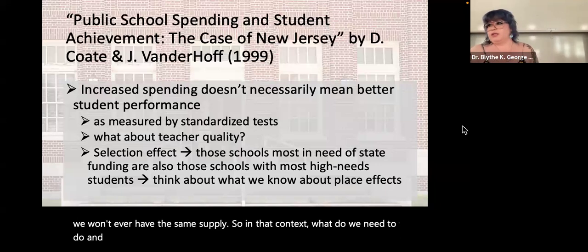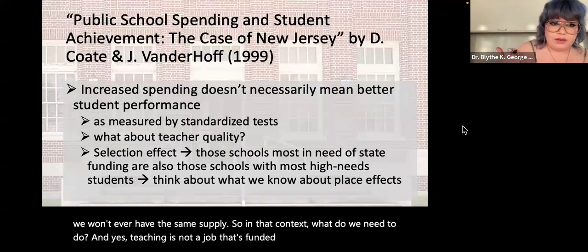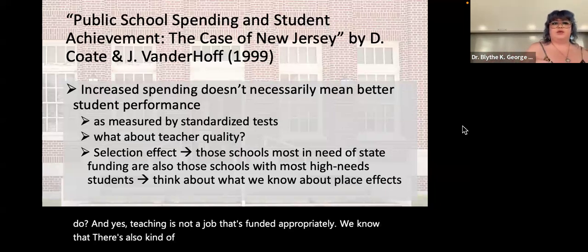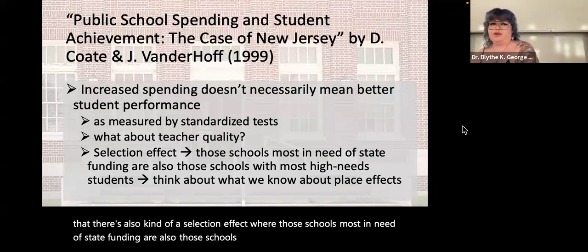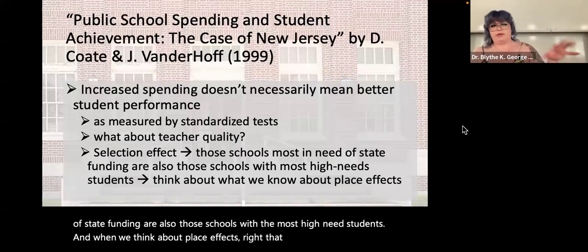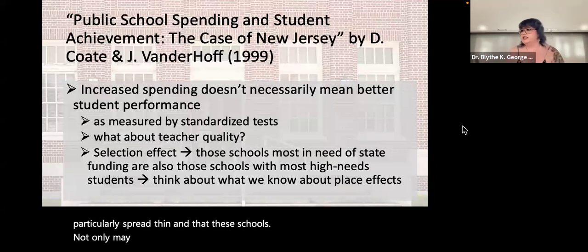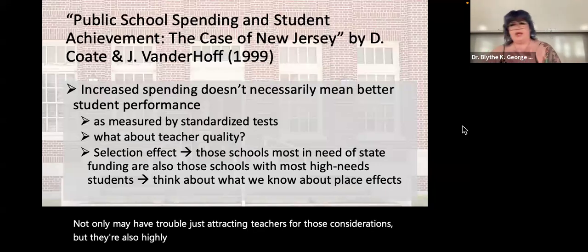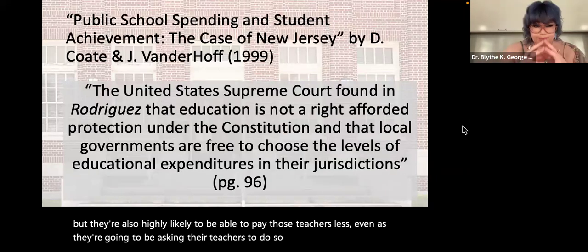And yes, teaching is not a job that's funded appropriately. We know that there's also a selection effect where those schools most in need of state funding are also those schools with the most high need students. And when we think about place effects, that community is probably particularly spread thin, and these schools not only may have trouble attracting teachers for those considerations, but they're also highly likely to be able to pay those teachers less, even as they're going to be asking their teachers to do so much more.